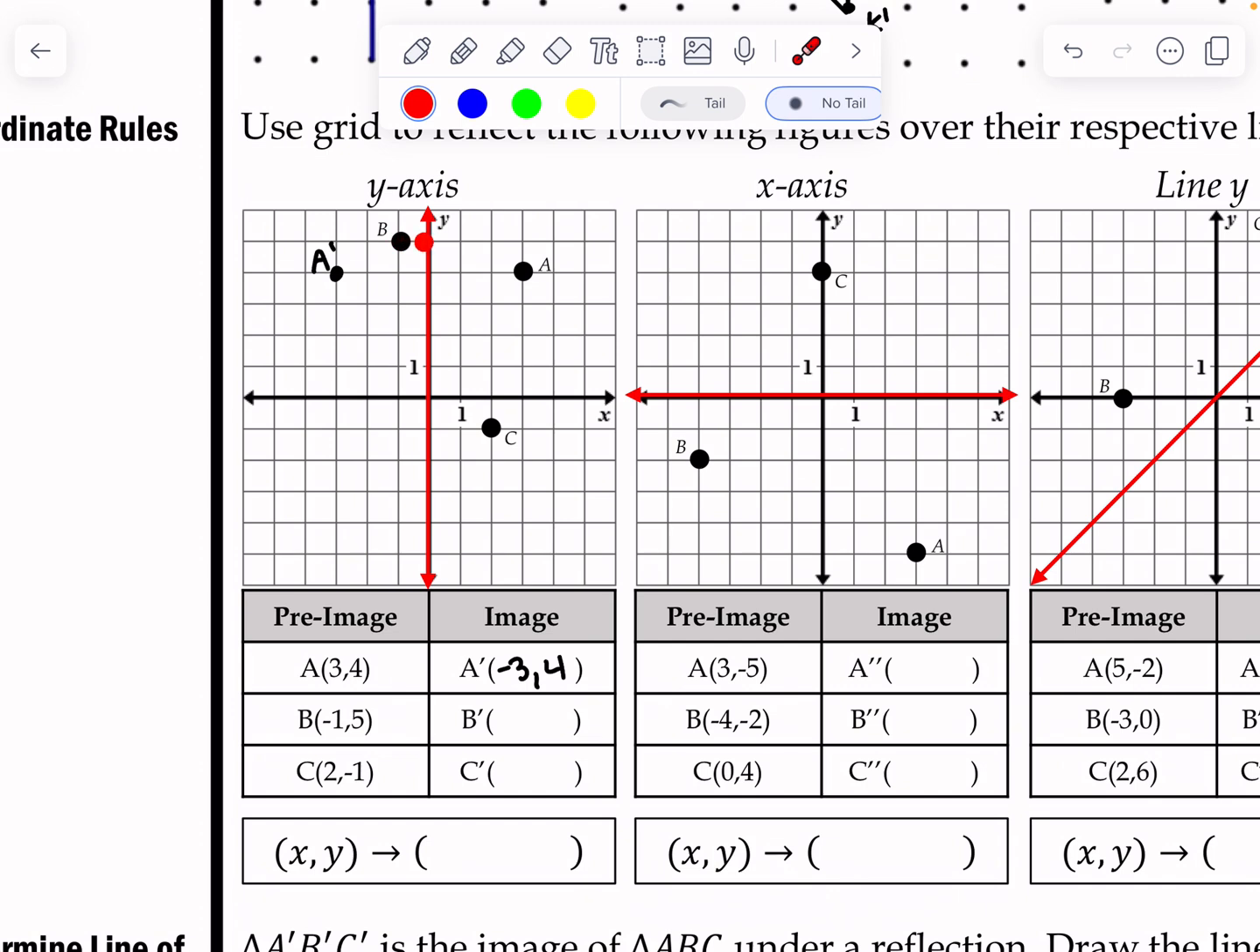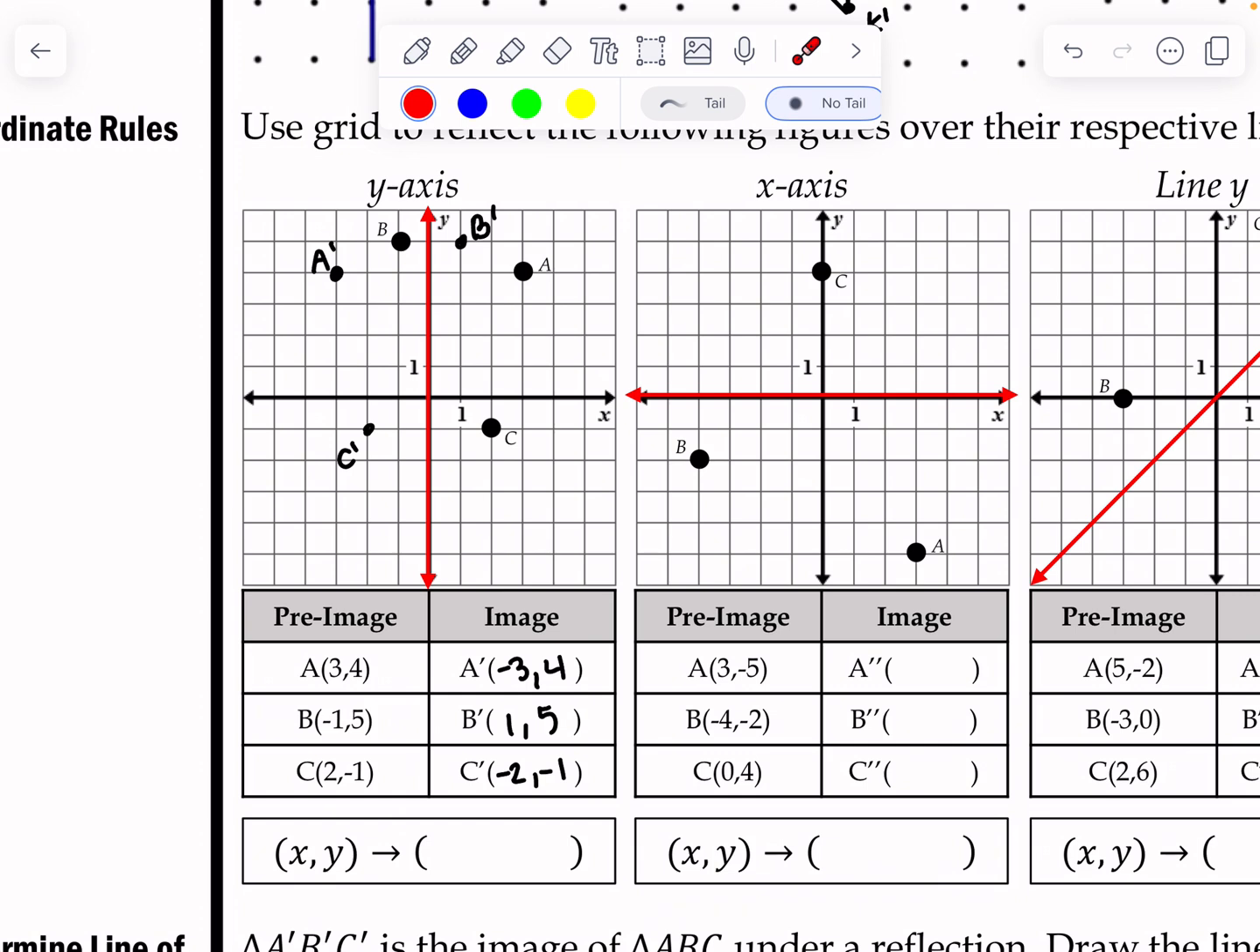B right over here, it's 1 to the left, so now let's go 1 to the right. So this is B prime. That is (1, 5). 1, 2, 3, 4, 5. Yep. And then we've got C prime. That is (-2, -1). Okay.